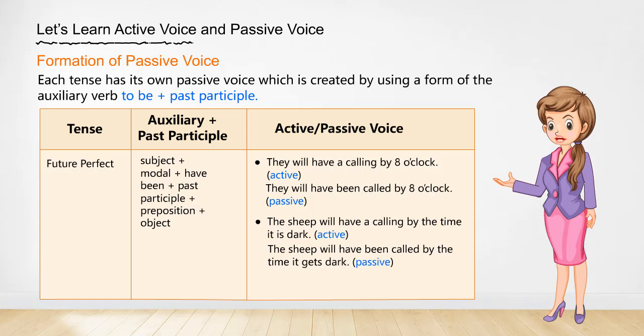Future perfect. Subject plus modal plus have been plus past participle plus preposition plus object. They will have called by 8 o'clock. Active. They will have been called by 8 o'clock. Passive. The sheep will have called by the time it is dark. Active. The sheep will have been called by the time it gets dark. Passive.